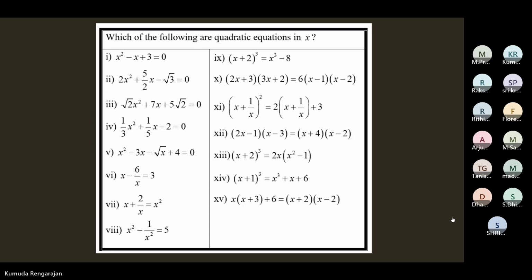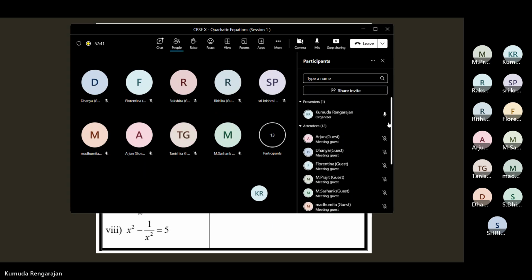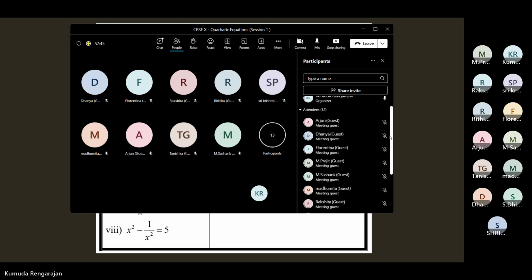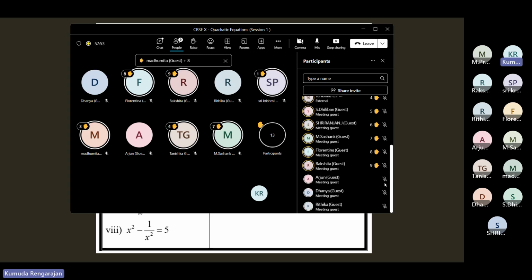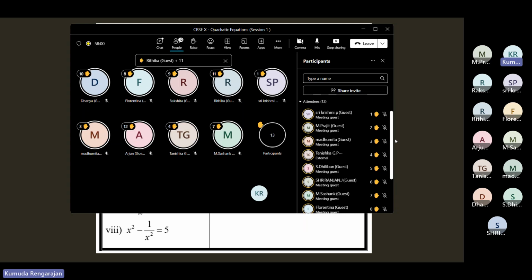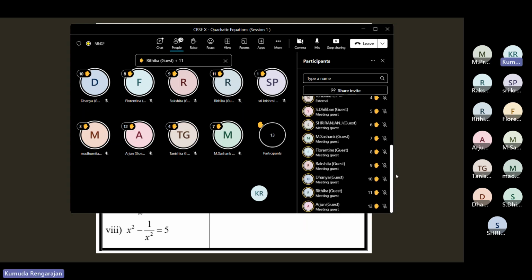Yes, ma'am. All right. Class, use the emoji, raise your hand. Rishmi, Prajit, Madhumita, Danya, Tanishka, Diliban, Sriranjan, Sashank, Florentina, Rakshita, Ritika, Arjun. All right. I think Raja is missing.